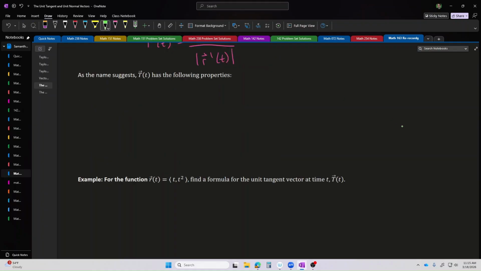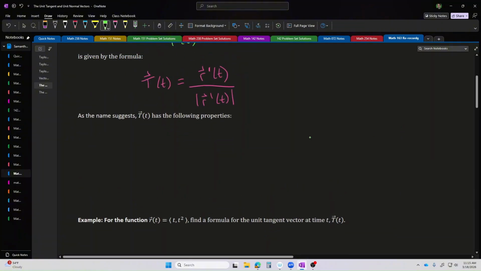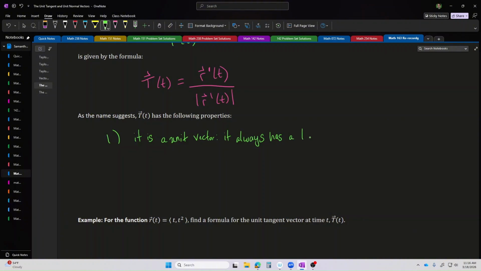Now let's go ahead and summarize some of the important properties of this unit tangent vector, capital T. Once again, the name of this object is very self-explanatory. The first important property of this vector is that it is a unit vector, and it has a length of 1 unit at all times. The second important property of the unit tangent vector is again in the name. It is tangent to the curve and to the path of motion at every given moment.